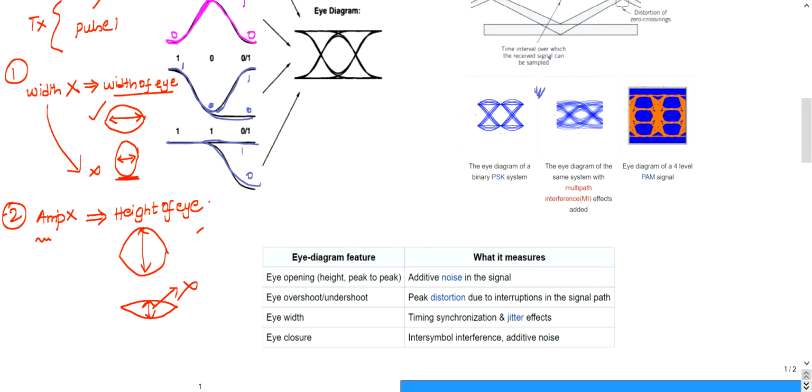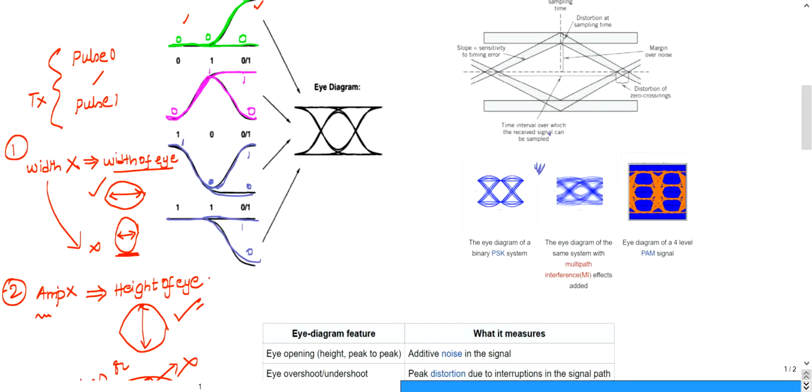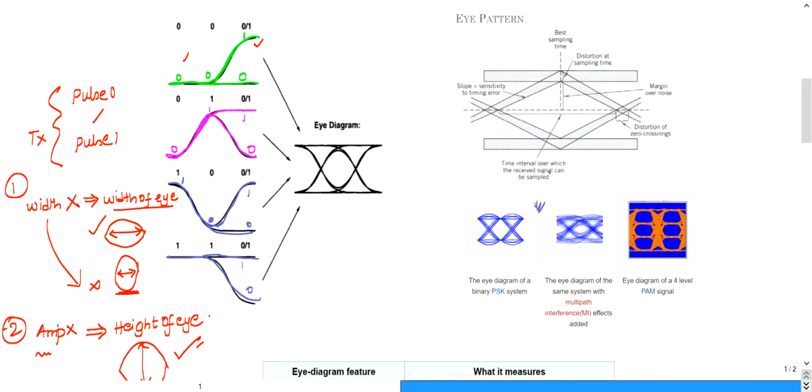If you get this kind of eye, you can say that the pulse 0 or pulse 1 which the transmitter transmitted is not distorted at the receiver. If you get this other kind of eye, then you can conclude that either pulse 0 or pulse 1 amplitude has distorted. So two things I am explaining: if the height of the eye is low, then you can conclude that pulse 0 or pulse 1 amplitude has distorted. If the width of the eye is low, then you can conclude that the timing of pulse 0 or pulse 1 has been distorted.